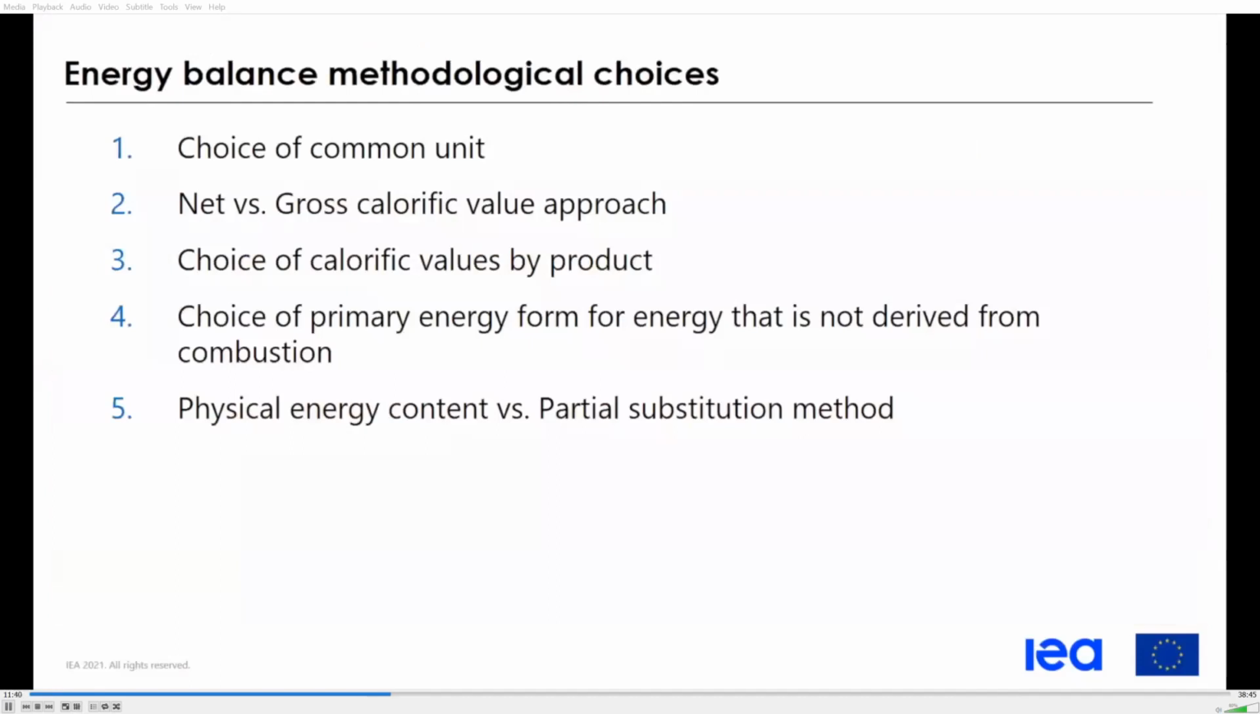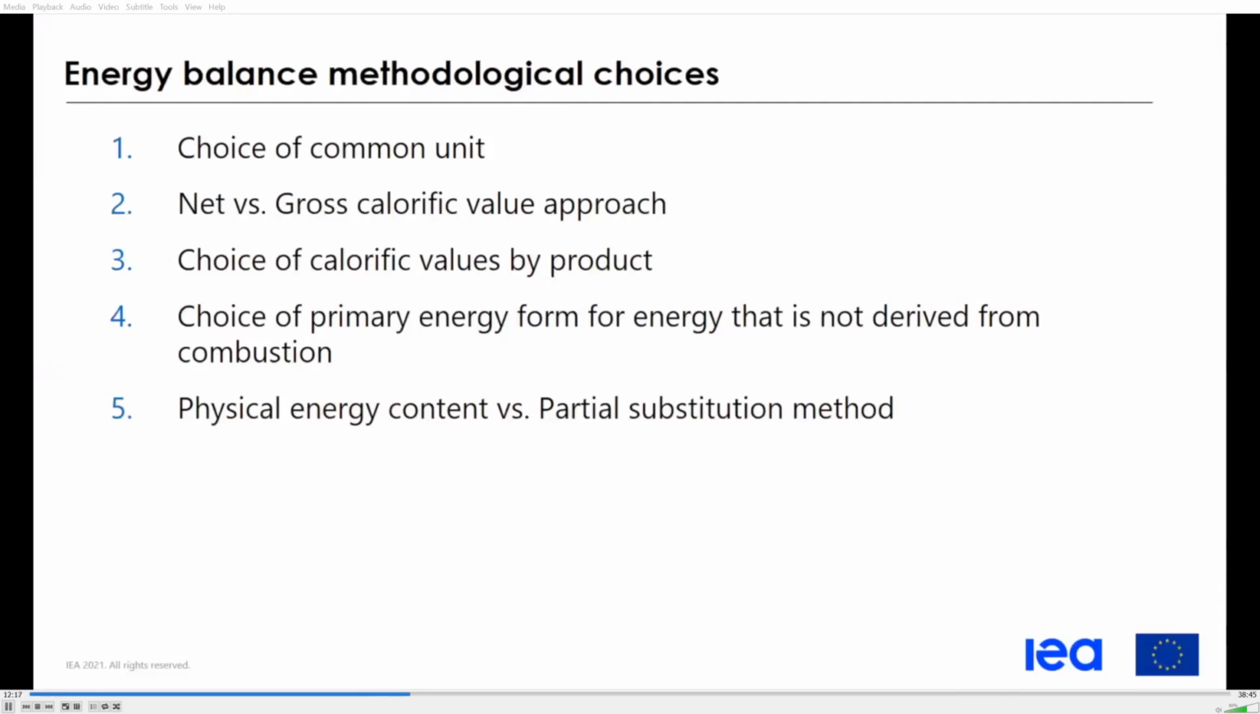Now, let us look in more detail at the principles of an energy balance. The main methodological choices underlying energy balances that can differentiate the final balances layout across organizations are as follows. The IEA energy balance methodology is based on a common unit of account and on the calorific content of the energy commodities. The IEA balances are expressed in terms of net calorific value.